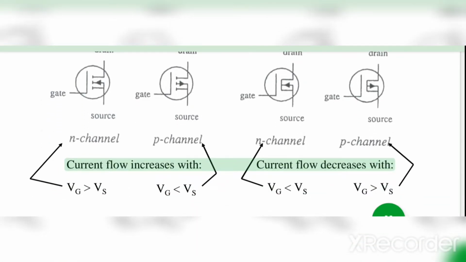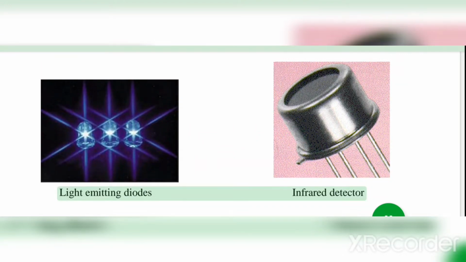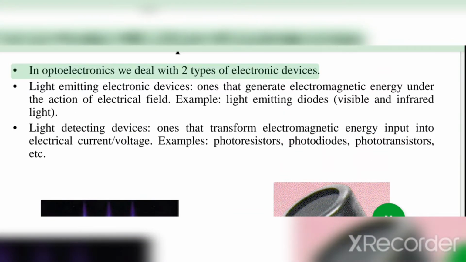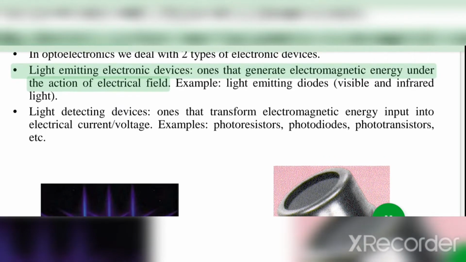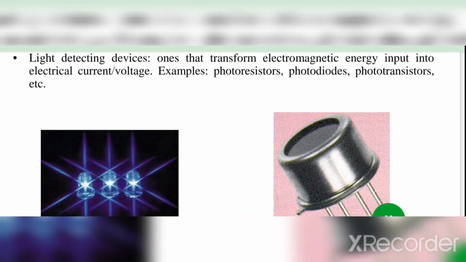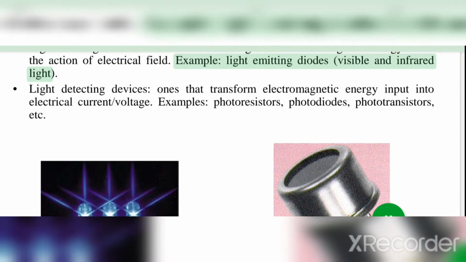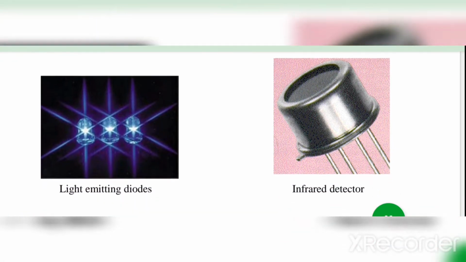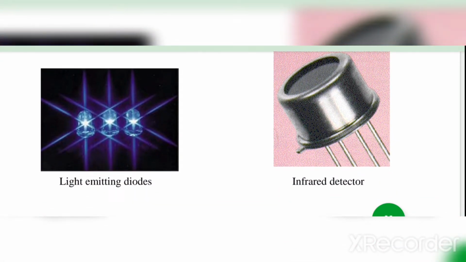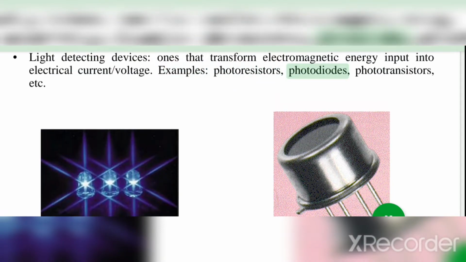Current flow increases, current flow decreases. Optoelectronics. Light emitting diodes, infrared detector. In optoelectronics we deal with two types of electronic devices. Light emitting electronic devices, ones that generate electromagnetic energy under the action of an electrical field. Example: light emitting diodes, visible and infrared light. Light detecting devices, ones that transform electromagnetic energy input into electrical current or voltage. Examples: photoresistors, photodiodes, phototransistors, etc.